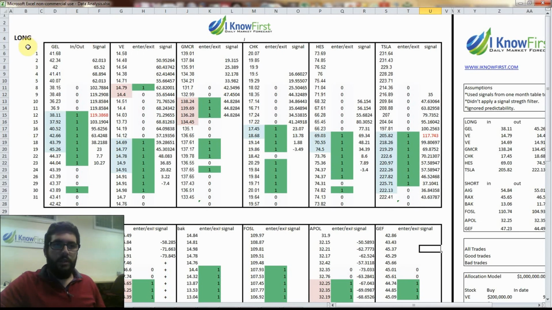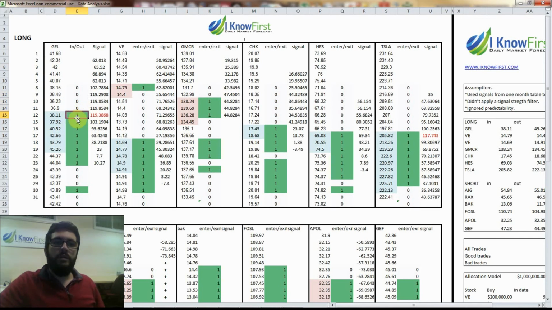And so let's start. As you can see, the long position trades up here are all trades that you should be able to find in your top 10 tables. The signals are here on the right side, and here are the prices, the closing prices. In the middle is the moving average.